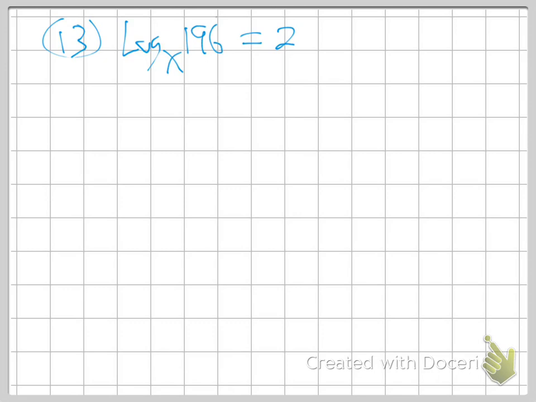Christine's saying let's get rid of the log. That's exactly it. We need to get out of this language. We don't speak log naturally. How could we get rid of that log word? Remember, what's the opposite of logs? Powers. Powers are the opposites of logs. So if you have a log in there and you want to get rid of it, power both sides by the same base. So what's the base? What you do to one side, do to the other.